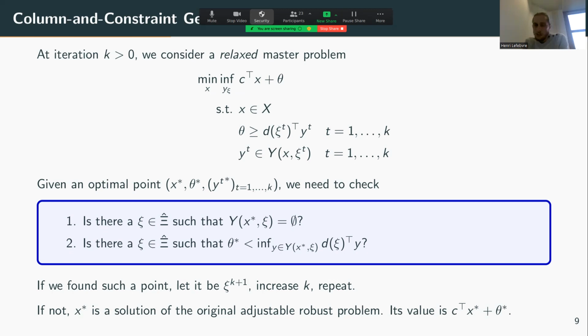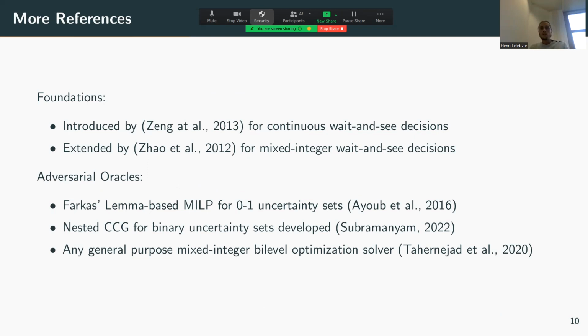Okay, so more references here. The original papers are from Zeng and others from 2013. And you have some other papers on how to solve then the adversarial problem, so the max min problem.